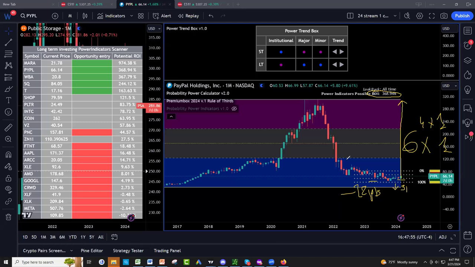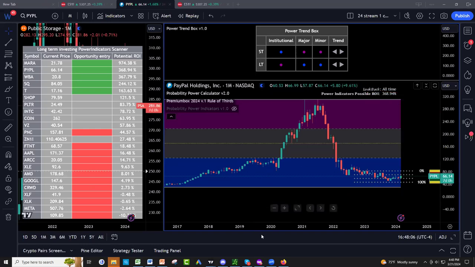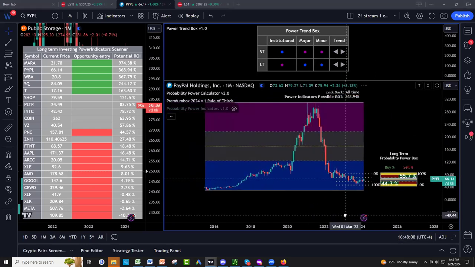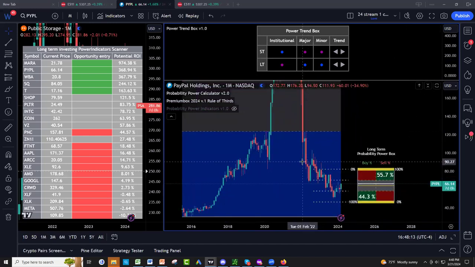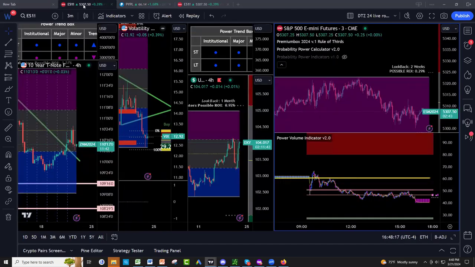So I know everything. I know the probability. I know the return on investment from where I am. And I am able to establish the 3-to-1, 6-to-1. Same principle when you are going to be doing the day trading. It's just that in day trading, instead of having the long-term investing probability box, you are going to have the short-term probability box. So let's go to my day trading screen.